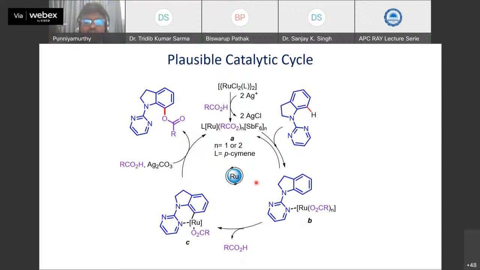When you go for the reaction pathway of this reaction, the commercially available para-cymene ruthenium 2 chloride reacts with the carboxylic acid in the presence of a silver salt to form the ruthenium carboxylate cationic complex. This is a reversible reaction. You can look at the paper. Then it makes chelation, and activation of the CH bond can generate the ruthenium intermediate, which can give the product by reductive elimination, and the ruthenium 0 can be oxidized to ruthenium carboxylate, since you have the carboxylic acid, to complete the catalytic cycle. So these are the two examples of the C7 functionalization of indolines.